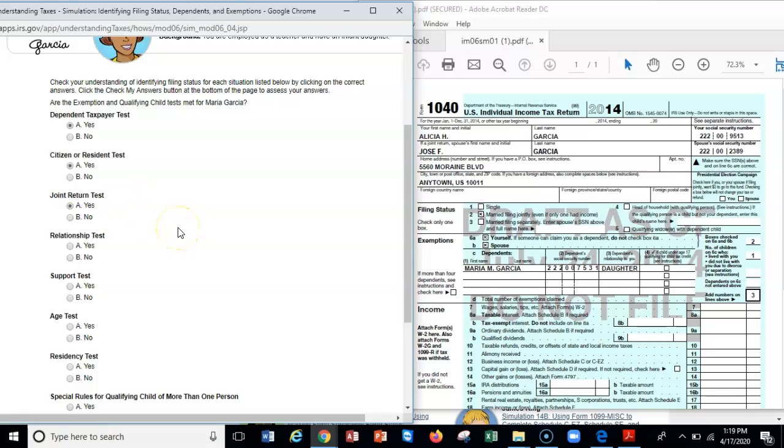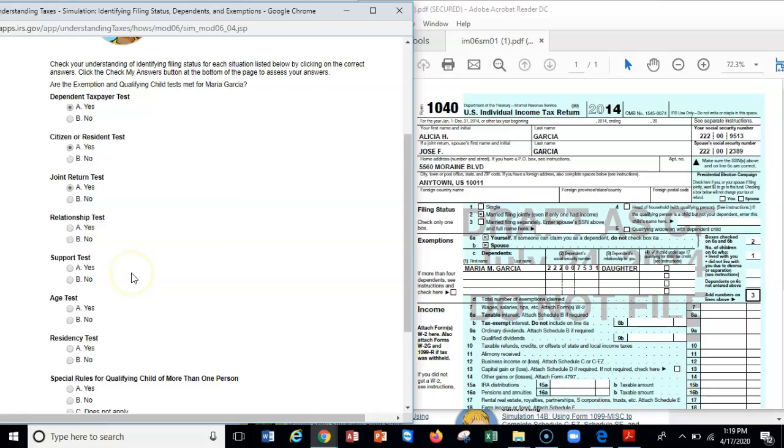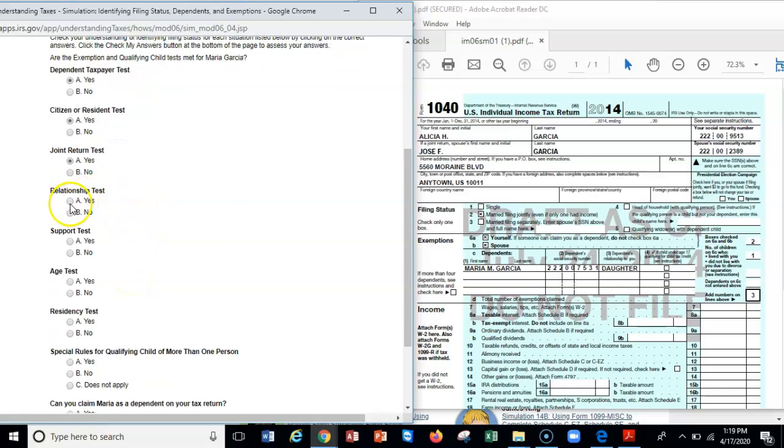Okay, you can't just file with your friend or your buddy. It has to be somebody you are legally married to, or you have a legal agreement showing that you two are together. Okay, a relationship test. Yes, they're married.